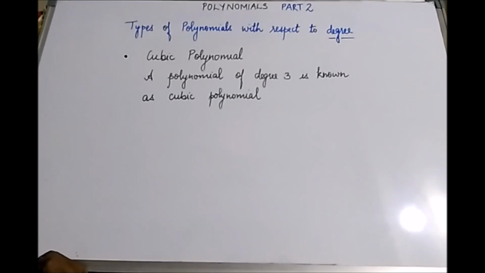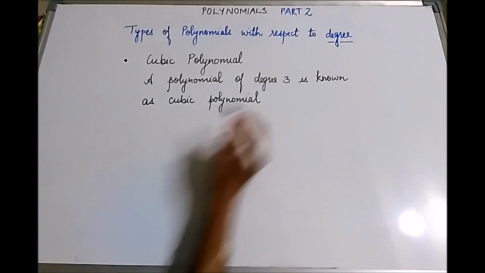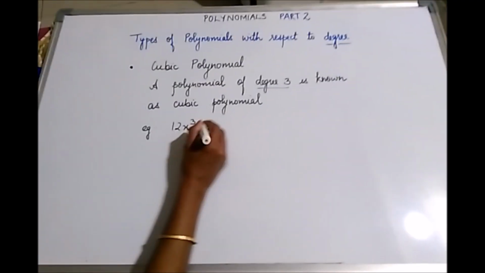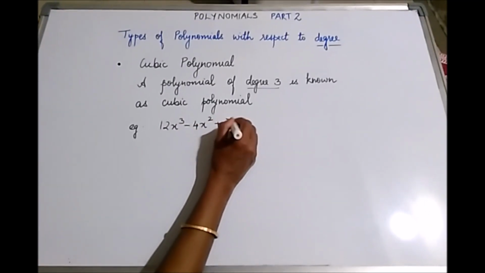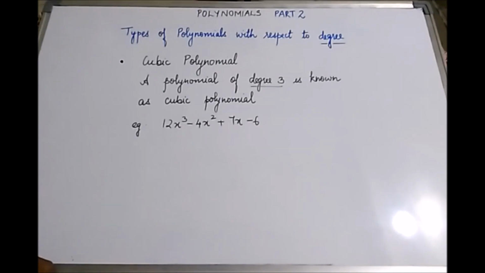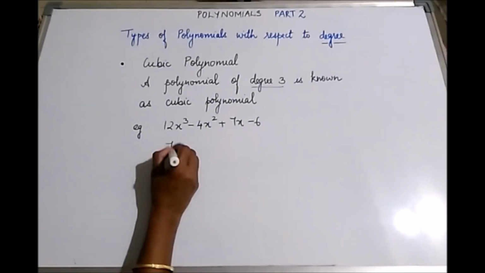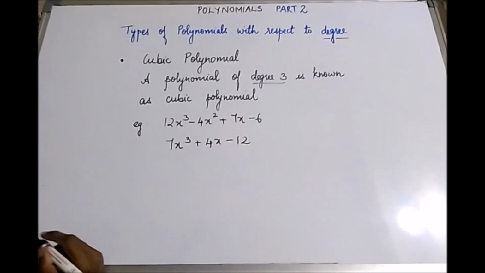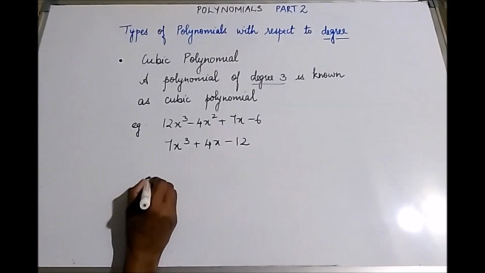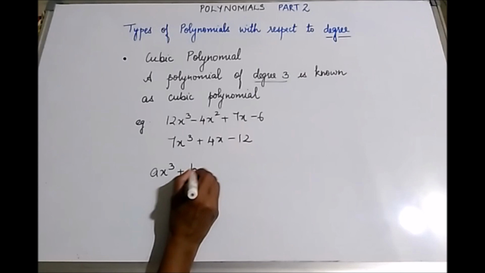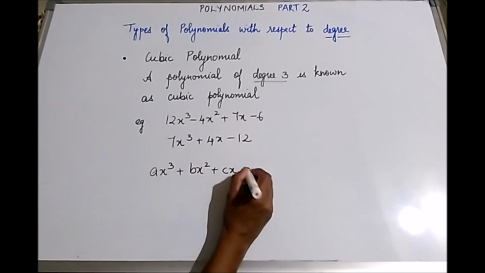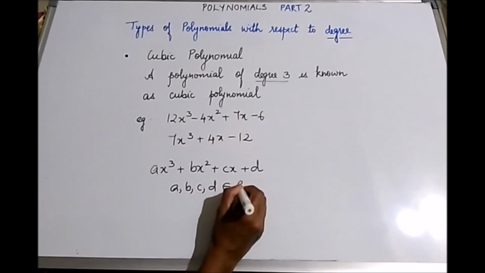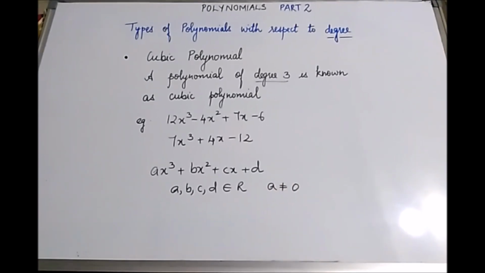Cubic polynomial. A polynomial of degree 3 is known as cubic polynomial. Example, 12x cube minus 4x square plus 7x minus 6. As you can see, the degree of the polynomial here is 3. One more example, 7x cube plus 4x minus 12. The general form of cubic polynomial can be written as ax cube plus bx square plus cx plus d, where a, b, c belongs to set of real numbers and a not equal to 0.